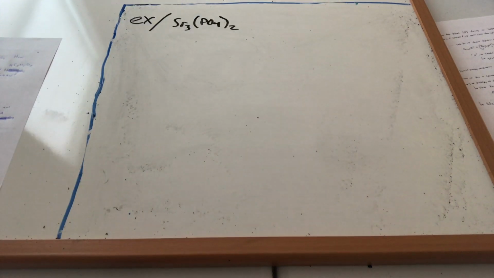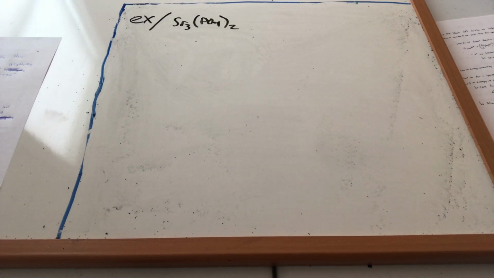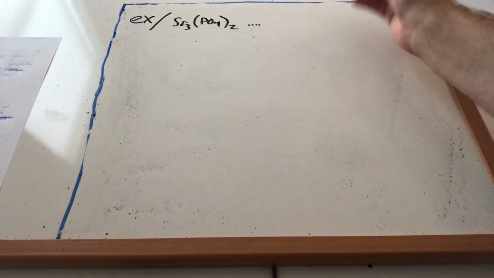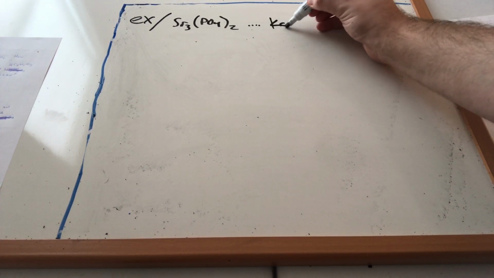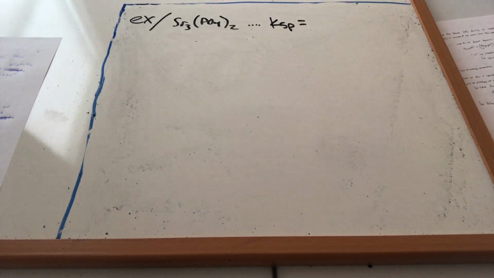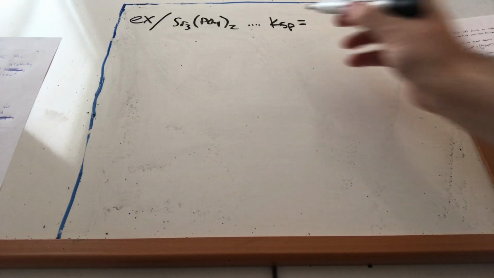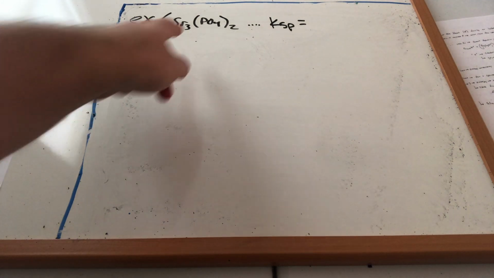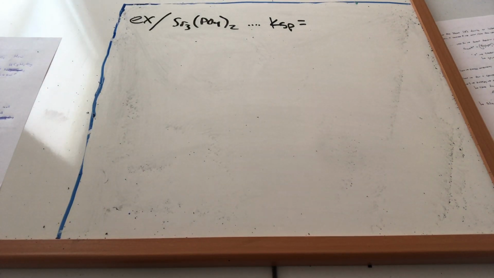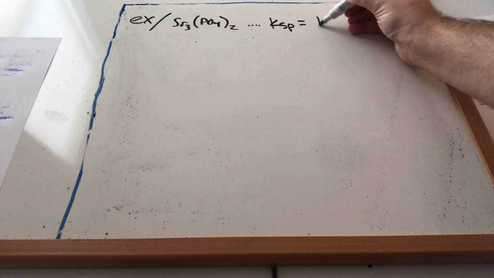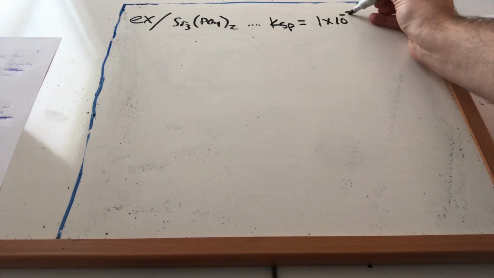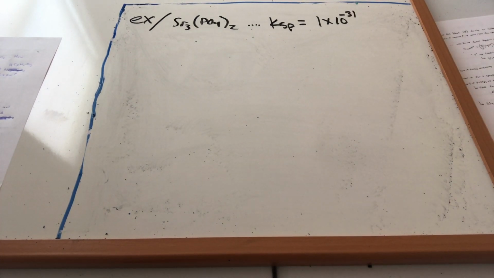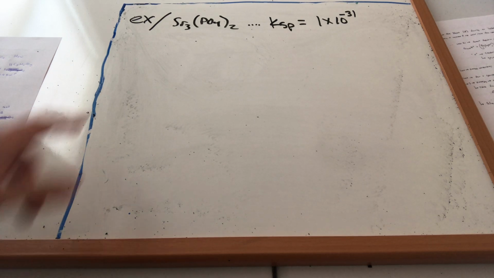And we're going to do a couple of examples with this. So let's just start with this example right here, and I'll decide exactly what we're doing with it as we go through. We can look up this, and it has a KSP. And remember, that's the equilibrium constant associated with its dissolution. It has a KSP of 1 times 10 to the minus 31. Really tiny, right? Really small.